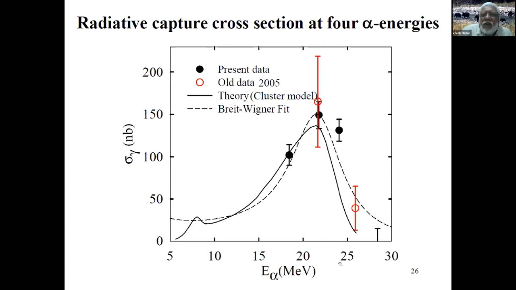You can see that this data is consistent with the earlier data, but it has smaller error bars, of the order of about, as I said, 11% on peak.